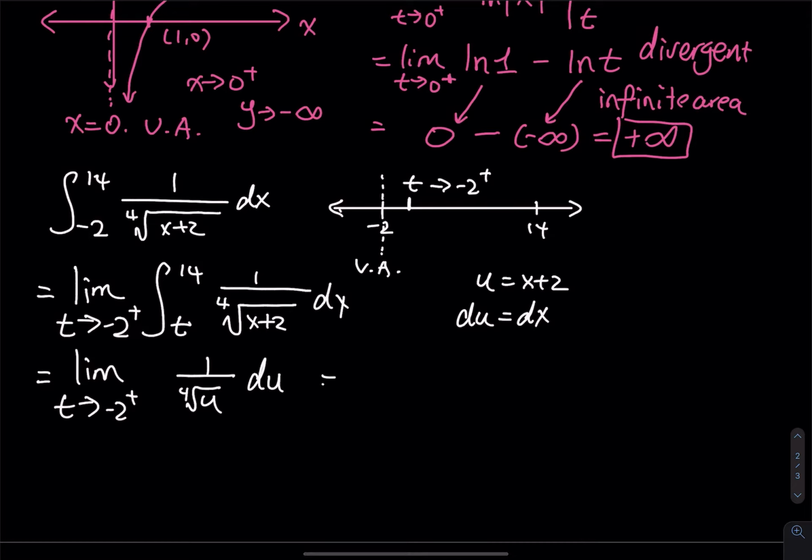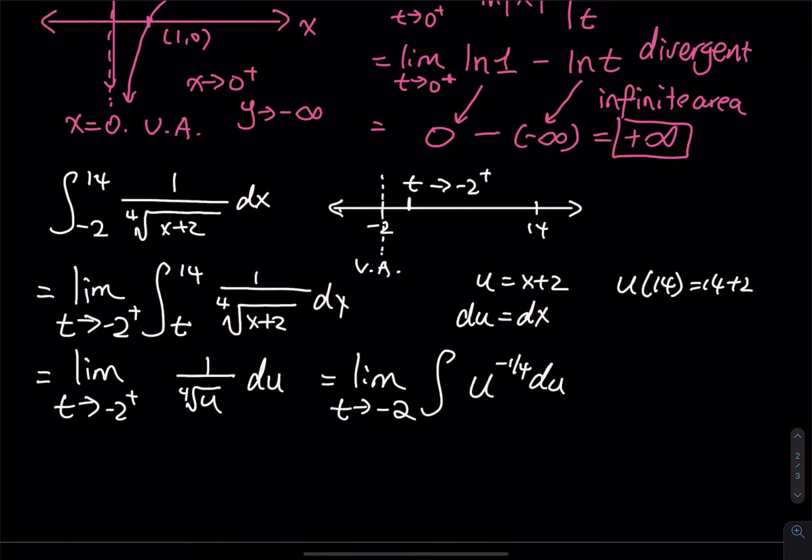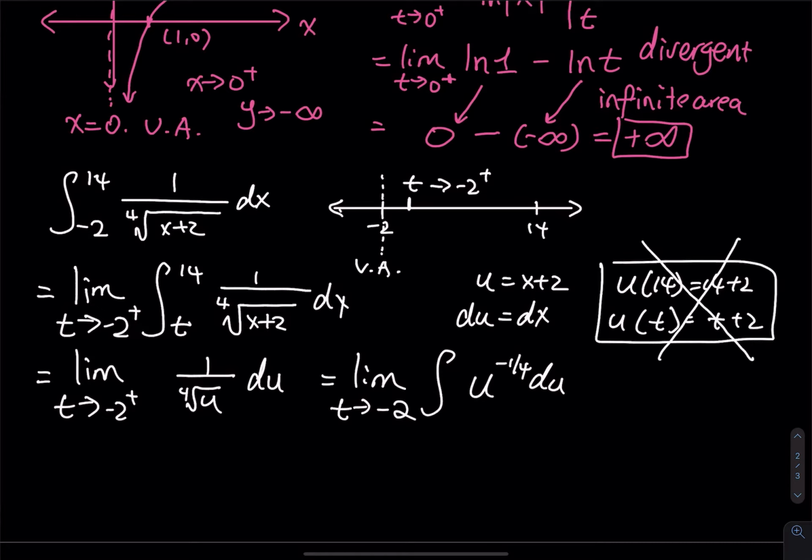I will just draw another limit for you. So t approaches -2, so that will be the integral of u to the -1/4 du. This one, where is the lower limit and where is the upper limit? You can do this: u of 14 equals 14 plus 2, and u of t equals t plus 2. But I don't recommend you do this, so let's just forget it. Just don't write the upper and lower limit, skip that one for now. And then we integrate.